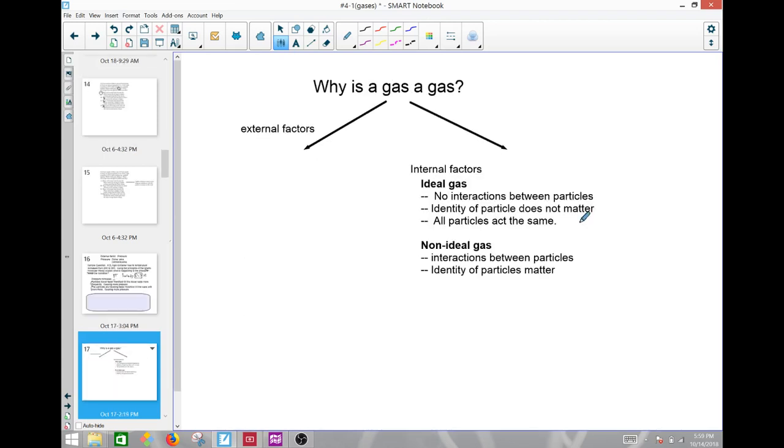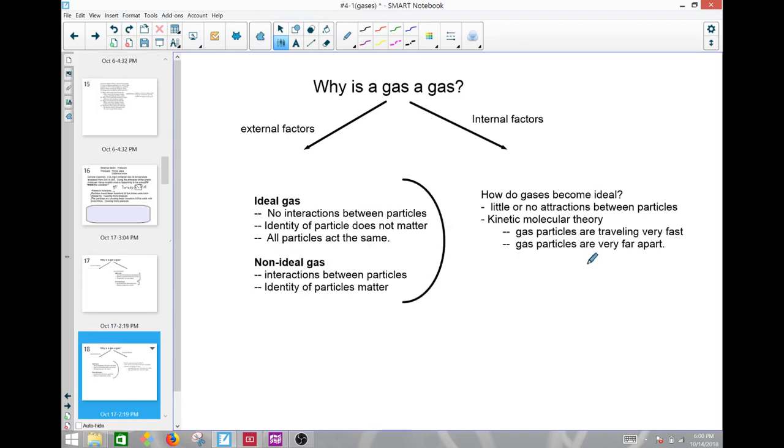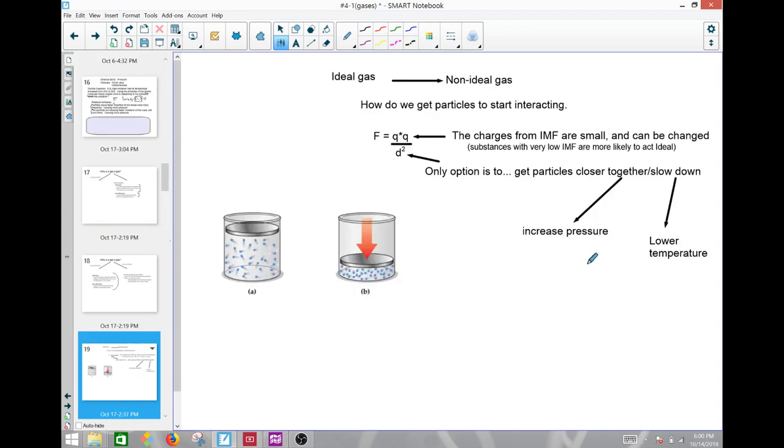All right. These are some of the things we want to make sure that we have under our belt here. Ideal gases, non-ideal gases. How does a gas become ideal? All right. If you're comparing two gases, which one is likely to become non-ideal as, let's say, pressure is applied? All right. So let's review this again. Ideal gases versus non-ideal gases.